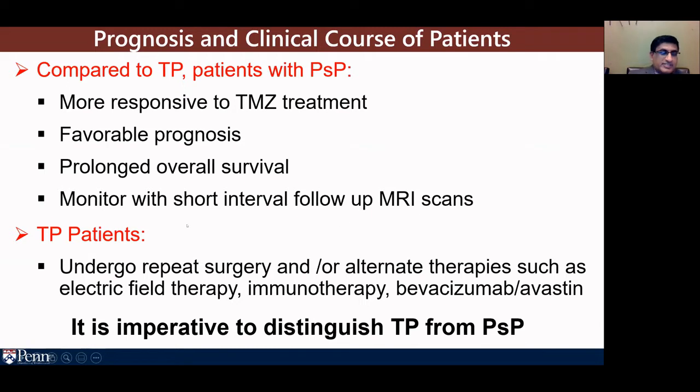On the other hand, patients with TP may undergo repeat surgery, or they may be subjected to alternative therapy, such as electric field therapy, immunotherapy, or Avastin, which is essentially an anti-vascular therapy. So that's why it is very important to distinguish TP and PSP, to design a particular treatment modality for a particular patient.